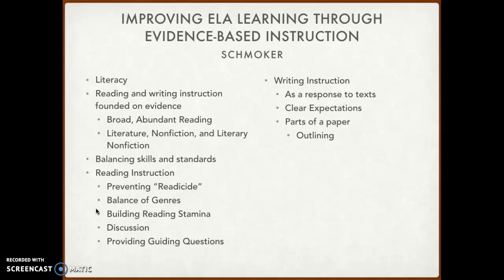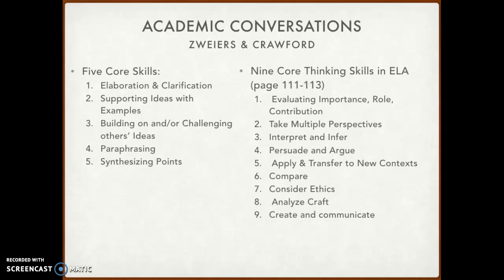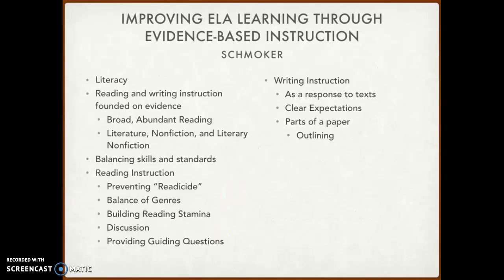Balancing genres, if they're always reading the same thing, it's not effective. Building reading stamina, teaching them how to read quicker and more effectively, make it easier for them. Discussion, so integrating that academic conversation, these skills into reading, and providing guiding questions so students have a purpose while they are reading. Writing instruction should be a response to texts.